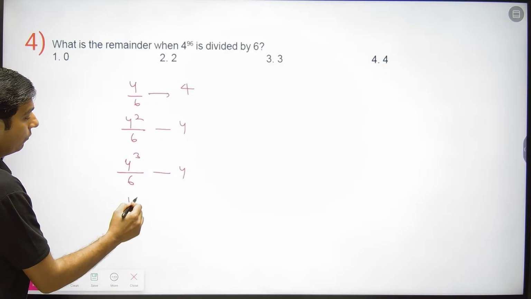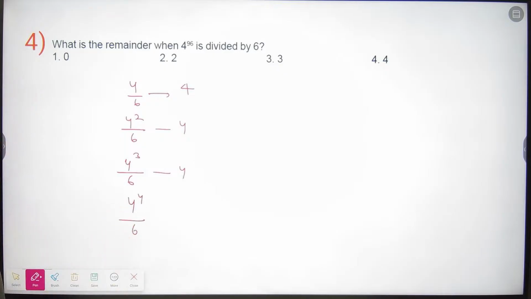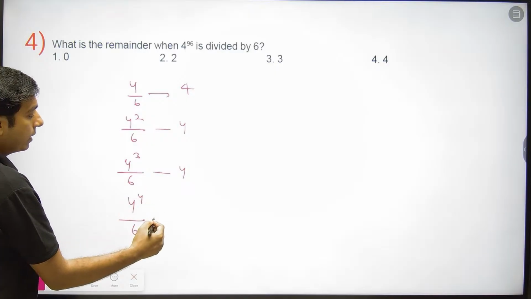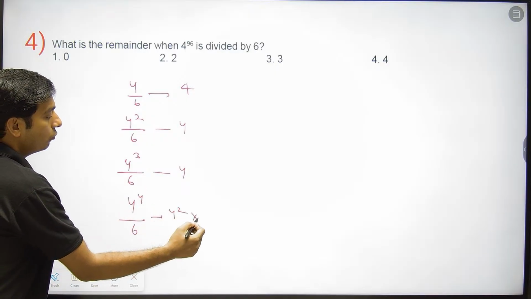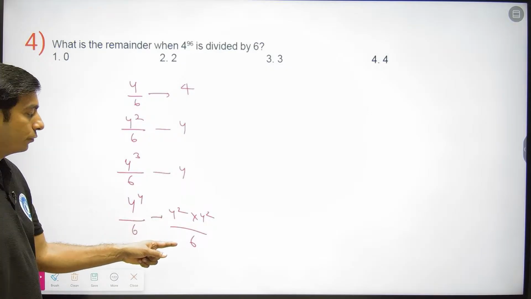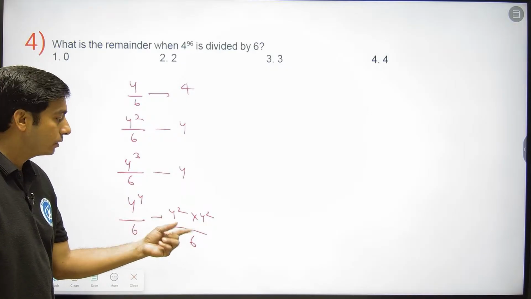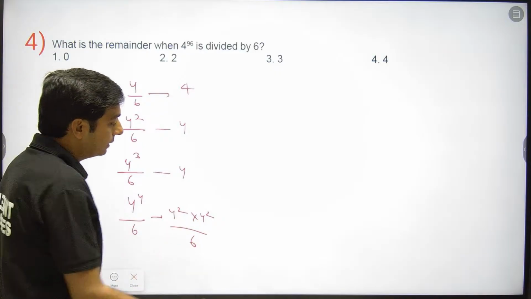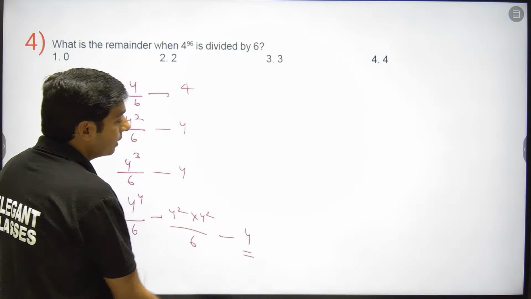Or if we divide 4 to the power 4 by 6, it simply means 4 square into 4 square by 6. So here we are getting the remainder as 4. So 4 into 4, 16 divided by 6, we are getting the remainder as 4 only.